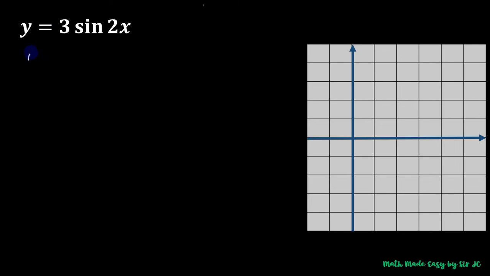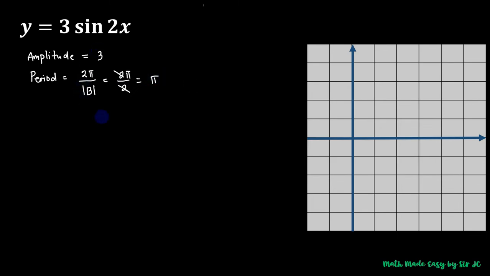Okay? So as you can see, the amplitude is equal to 3. So this value refers to the amplitude. Then we have to find the period. And we know that the formula to find the period is 2 pi divided by absolute value of b. And based on the given, the value of b is 2. So we have 2 pi divided by absolute value of 2, which is 2 pi divided by 2, equal to pi.